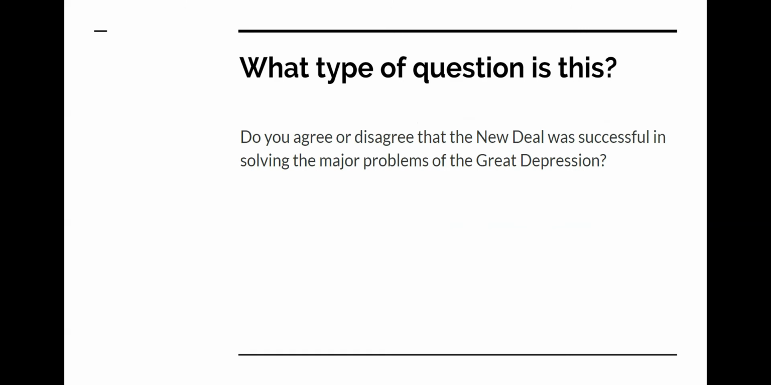Let's take a look at this question. It says, do you agree or disagree that the New Deal was successful in solving the major problems of the Great Depression? Do you know what type of question it is? If you were thinking argumentative, you would be right. The keywords here are agree or disagree. So they're asking you to make a claim and back up that claim.